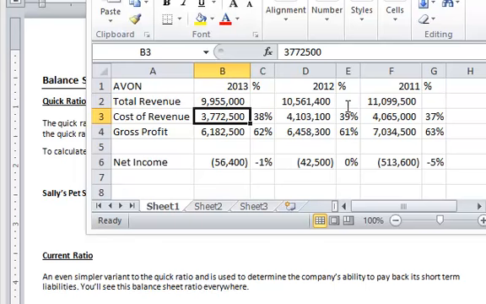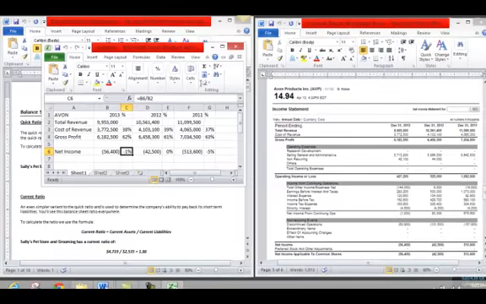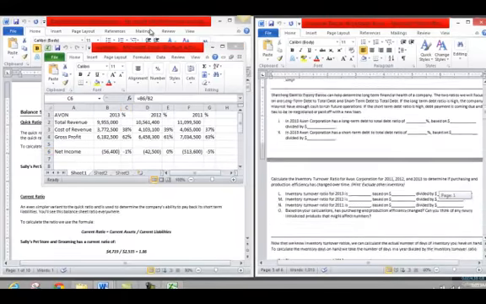So in a common size, it's different items with a common number, and the total revenue is the common number. So we have cost of revenue divided by total revenue, gross profit divided by total revenue, net income, again, divided by total revenue. So of our total revenue, 38% goes to cost of goods sold, also named cost of revenue. 62% goes to gross profit. And when we get all the way to the bottom, well, obviously they're losing money. Less than 1% is still in the game.